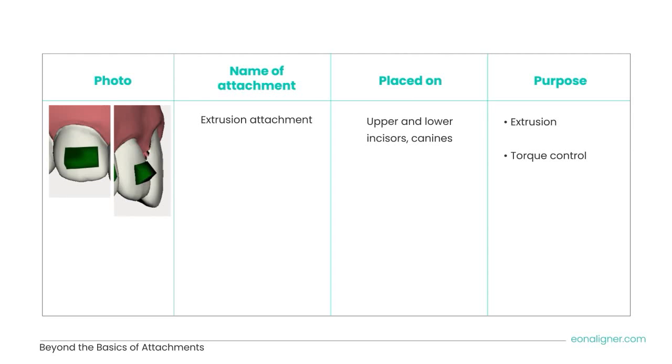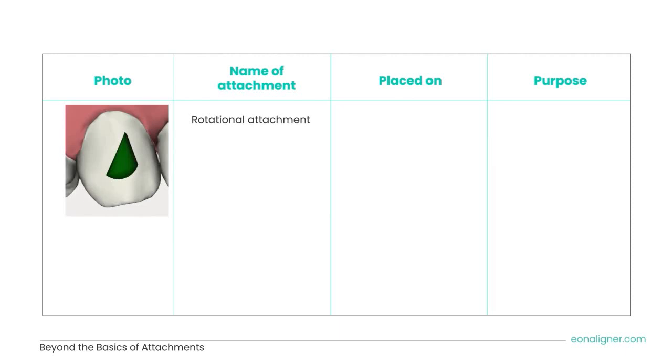Next is the rotational attachment. This is usually placed on canines and premolars when they're being rotated. Remember what we said earlier about rotation of cone-shaped teeth with aligners. With the rotational attachments, the active surface, which is the flat one, is used to apply a rotational force along with vertical forces to rotate the teeth and prevent any unwanted intrusion forces during rotation.